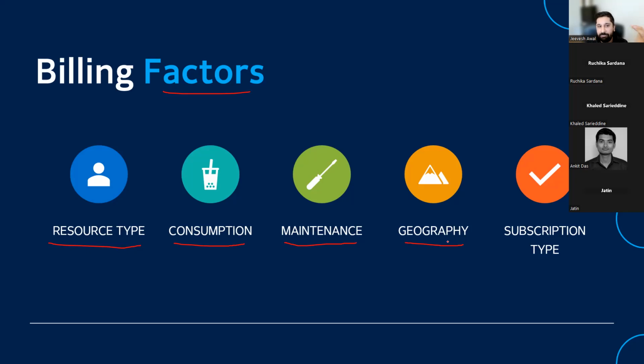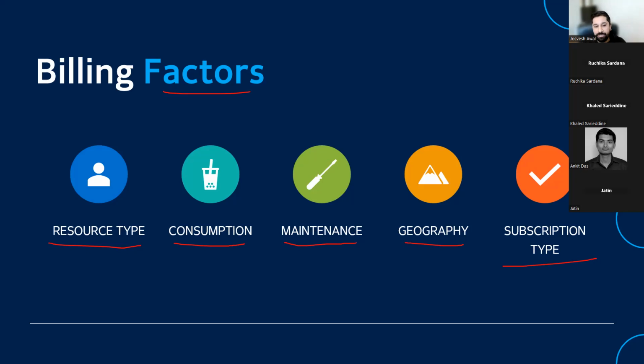If they have more servers in a specific location, the cost will be low. If they have fewer servers in a specific location, the cost will be high. If the cost of operating a data center is low in one place, it's going to be low. If the cost of operating in another country is high, it's going to be high. And then the subscription types, depending upon if you have a 1 year subscription, 3 year subscription, or pay as you go subscription, that is going to be a billing factor.